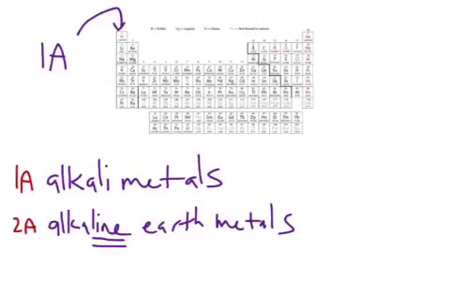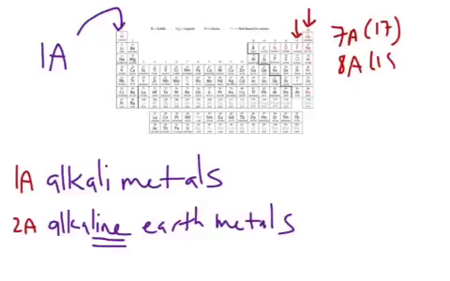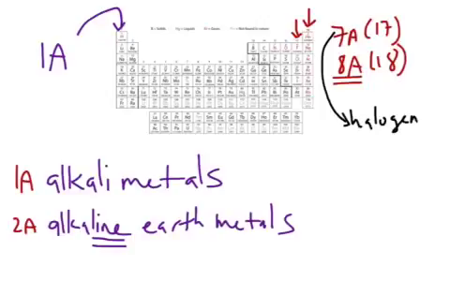The last two groups that I need you to be aware of are groups 7A and 8A on this periodic table. 7A is right there and 8A is right there. 7A is labeled as 17, but that's the old school numbering that we're not going to be using. Group 8A is labeled as 18, and again, we're going to be using the 8A designation instead. Now let's get to the names. 7A are called the halogens, and group 8A are called the noble gases.